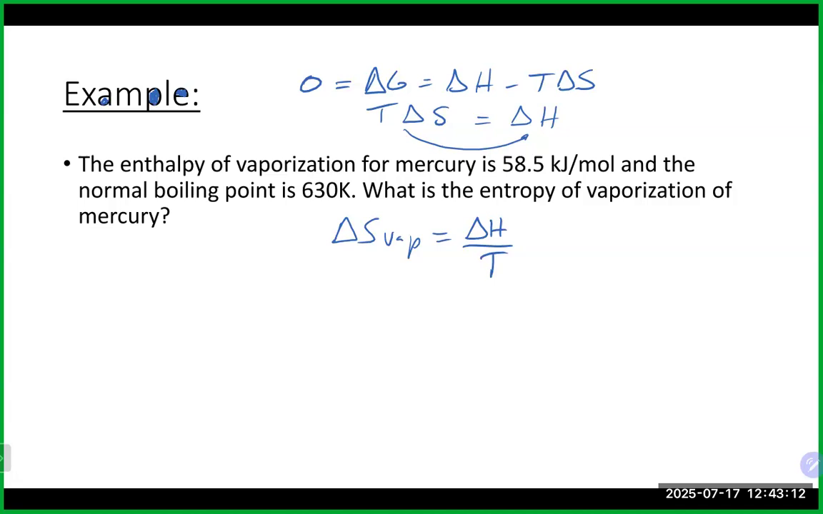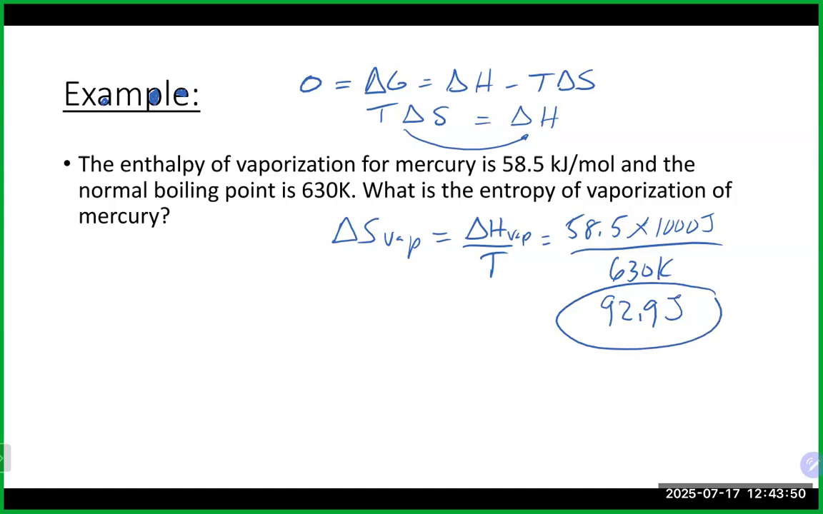Again, here for mercury, we do have different values, obviously, for delta H of vaporization and also our temperature. So that would be 58.5. I'm times it by 1,000 to convert it to joules, since delta S is typically given in joules, and our 630 Kelvin is already in Kelvin, so that's good. So that's going to give us 58.5 times 1,000 divided by 630. And that looks like we will end up with 92.9 joules in this case.